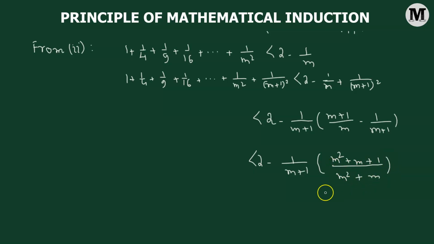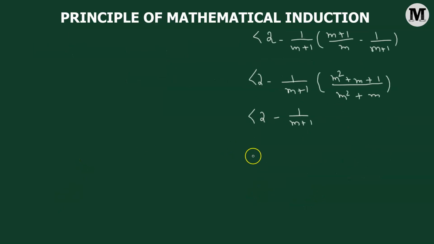Fine. Now here, we can straight away write from this particular step to the next step, which is less than 2 minus 1 over (m plus 1). This is going to be a true statement. Now let's try to understand why this is the case. So we know that m squared plus m plus 1 is definitely going to be greater than m squared plus m, right? That's for a fact.